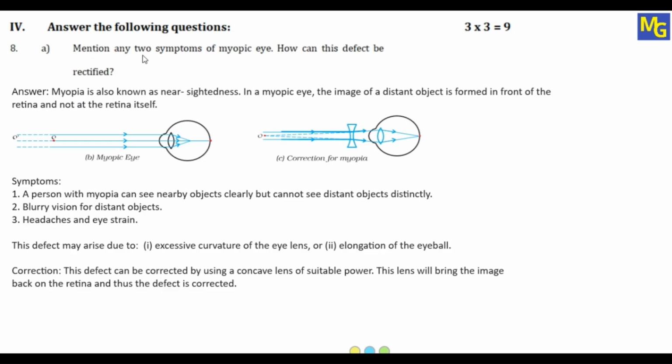So here they have asked symptoms and rectified. Rectified means correction. So here I have given three symptoms. Try to write all these three symptoms, which are very easy, and we have to write this correction. Even the diagrams are very important for the answer of this question. Now we'll move with the next question.